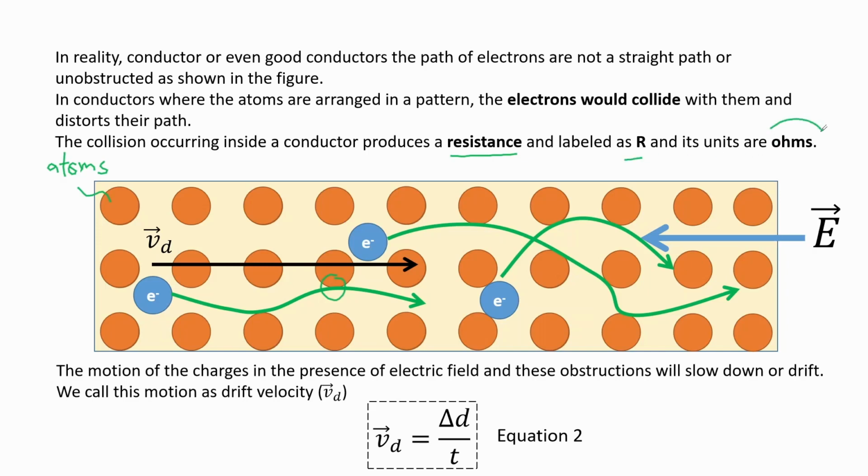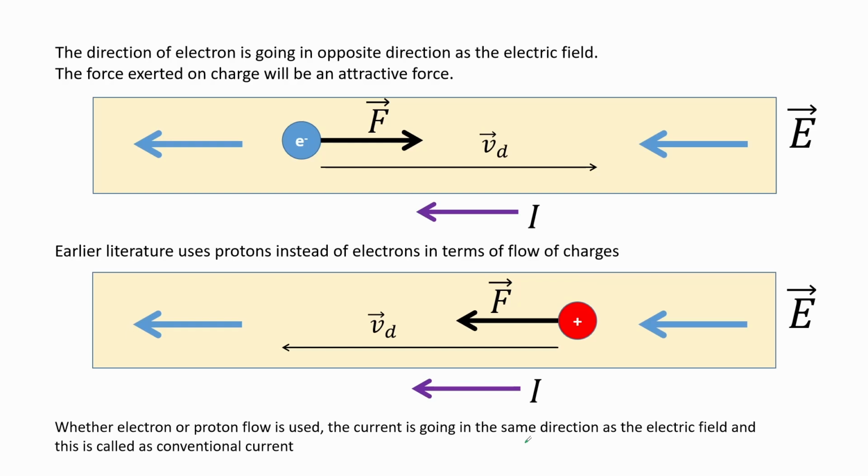The motion of the charges in the presence of electric fields and these obstructions will slow down or drift. We call this motion drift velocity, which is defined as the net displacement over time. The electron is going in the opposite direction to the electric field. The force exerted on the charge will be an attractive force.